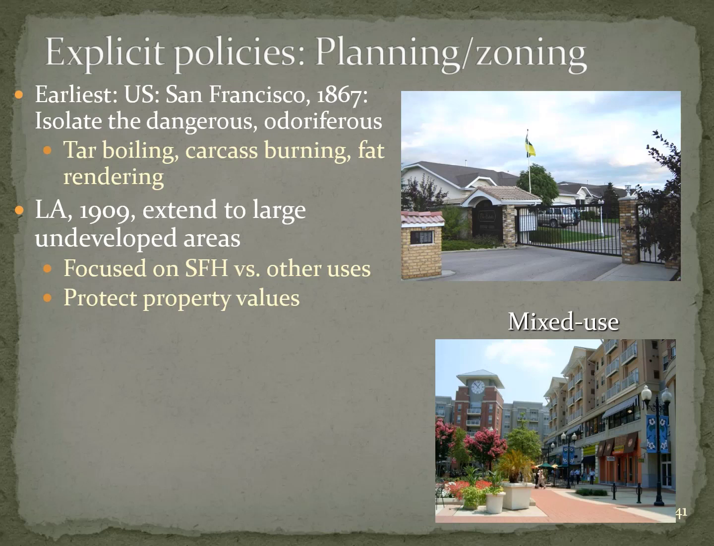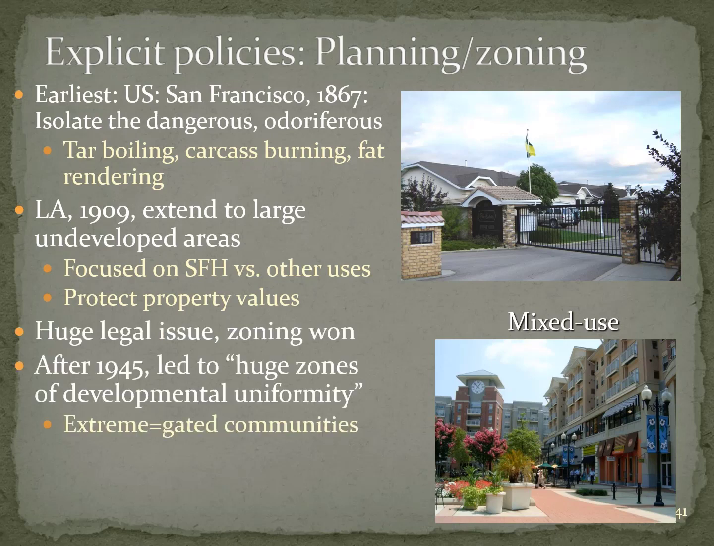In LA, by 1909, zoning requirements began to extend to large undeveloped areas. So this area is and will be only for housing. The focus was on the single family home versus other uses like business or recreational. And the goal was to protect property values. Don't allow other offensive activities in the same area. Keep the property values up.